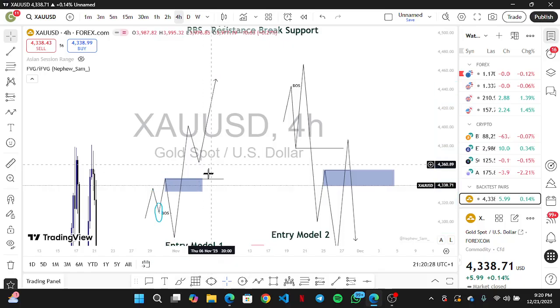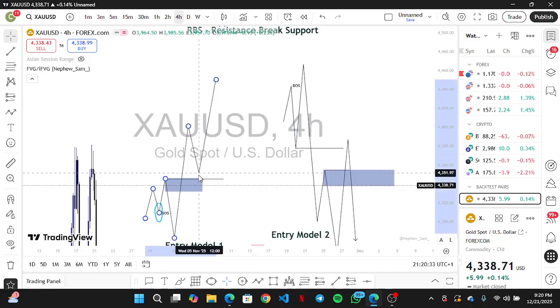There will be a low before this zone here, so I'll be expecting price to come back in and buy from there. That kind of thing. So in this kind of case.